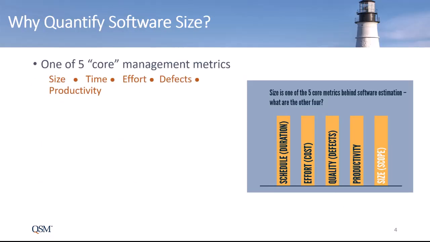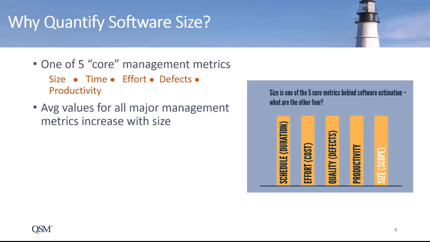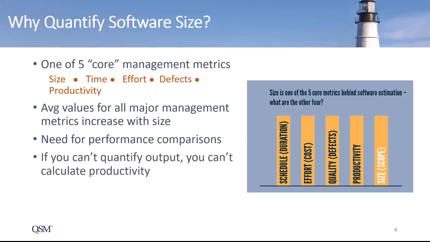Size is one of 5 core metrics used to understand and manage software projects. The average values for schedule, effort, quality, and productivity increase with size. Thus, you can't meaningfully compare proposed or actual performance metrics without factoring in size. Every productivity metric captures units of input per units of output. If you can't quantify the output, you can't calculate productivity. Now that we've reviewed a few reasons why quantifying size is important, understanding sizing terms and metrics tells us how size is measured.